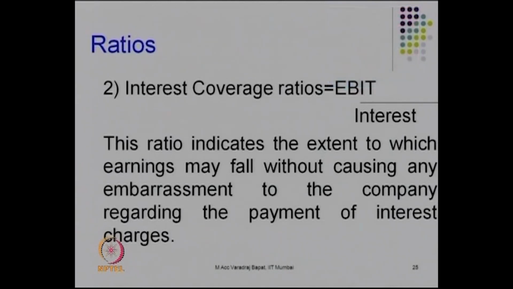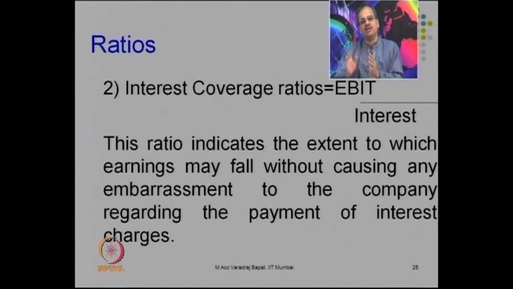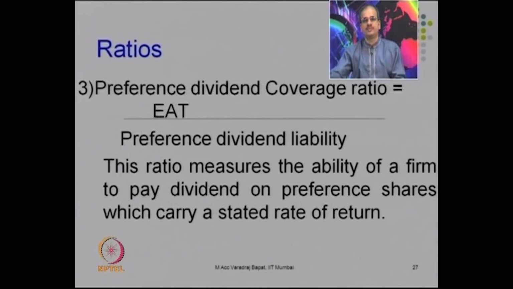There is also another ratio which is known as interest coverage ratio, which tries to look at the capability to repay the interest. So it is EBIT upon interest. In the same manner, there is also a ratio which tries to find the funds available for payment of preference dividend. So it is earnings or profit after tax divided by preference dividend.